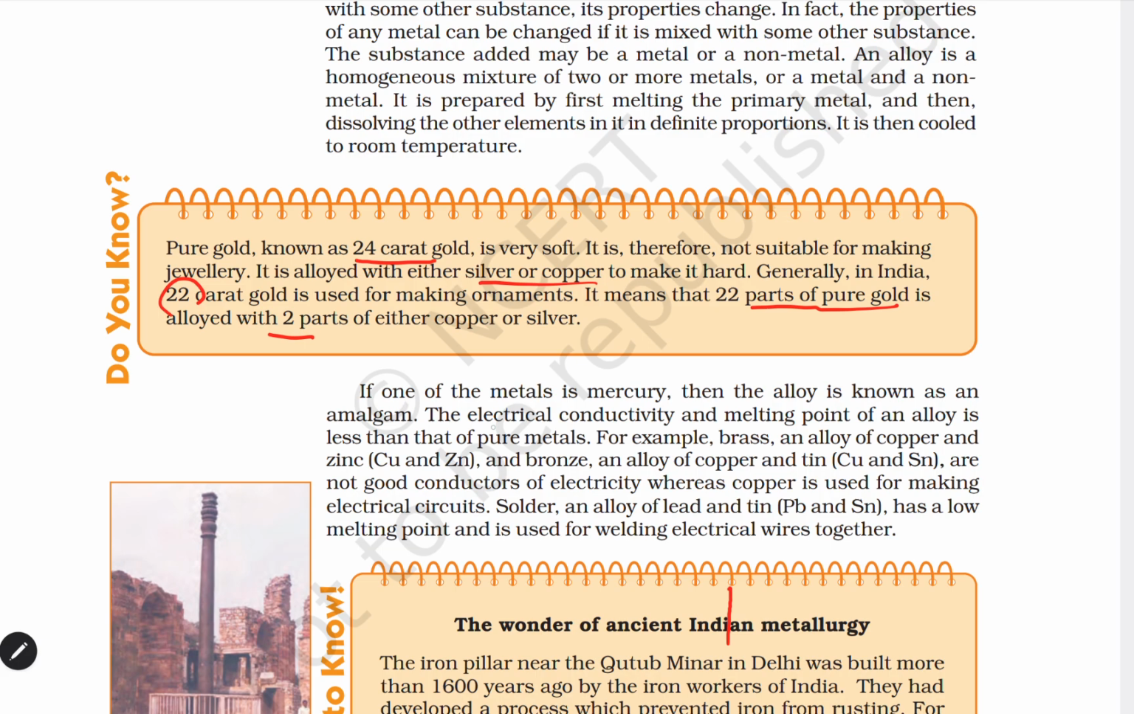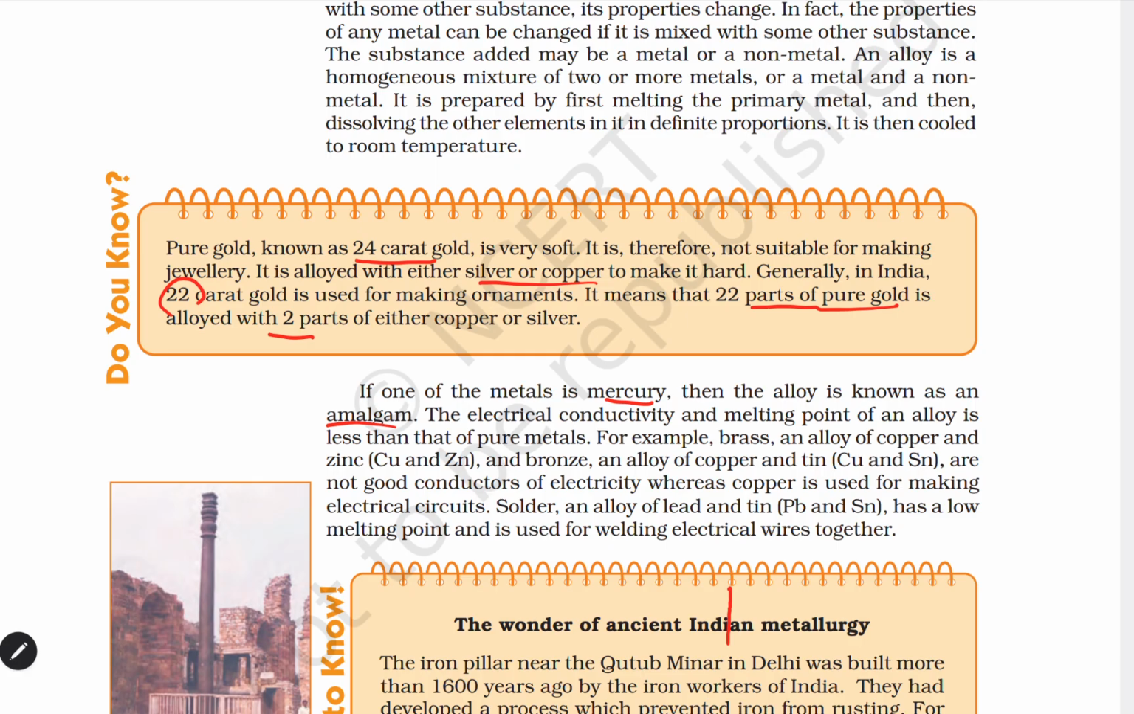Here, regarding alloys, another important piece of information is given. If one of the metals is mercury, then the alloy is known as an amalgam. Basically, what is an alloy? Two or three metals are combined together to form an alloy. Metals or non-metals also, to improve the property: you can mix a metal with another metal, or you can mix the metal with a non-metal also. So alloys are more resistant to corrosion, that we already know. So if one of the materials is mercury, then that type of alloy is known as an amalgam.